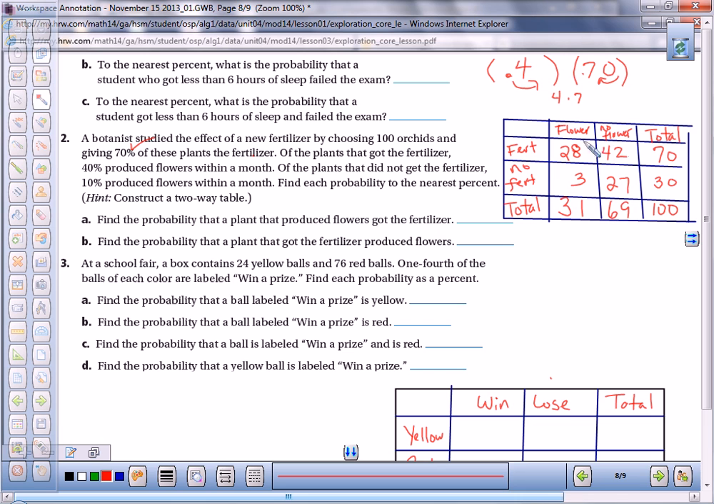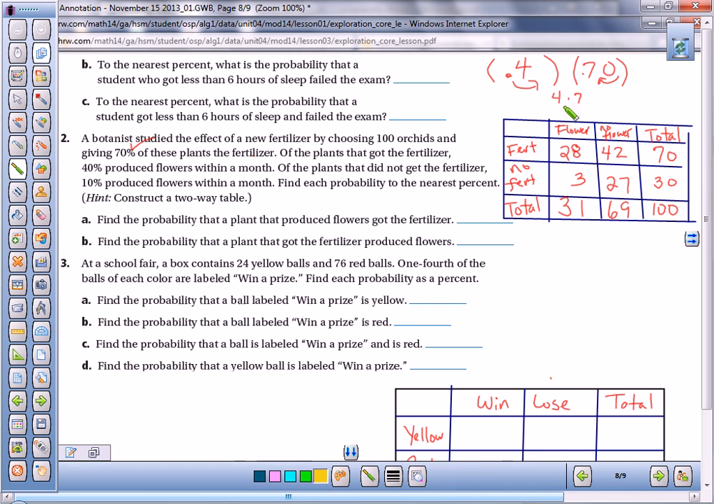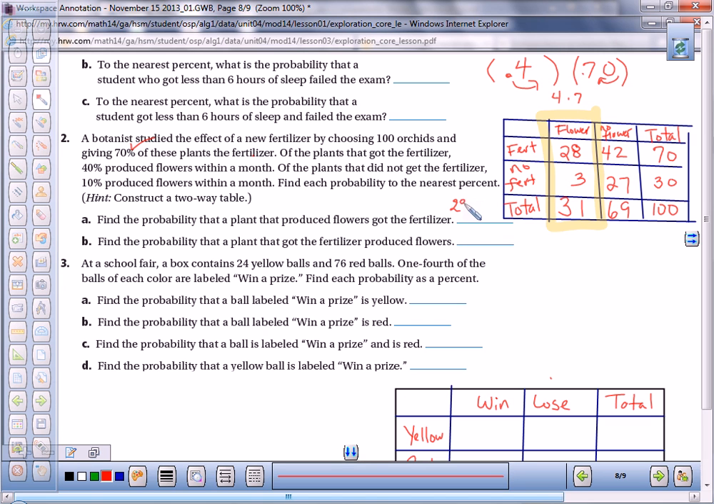A, find the probability that a plant that produced flowers got fertilizer. A plant that produced flowers. So I am looking at this column. A plant that produced flowers got fertilizer. How many got fertilizer? 28 out of how many? 31. So this is approximately 90%.